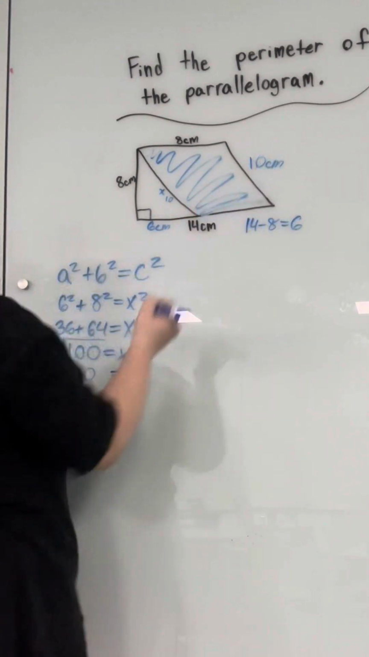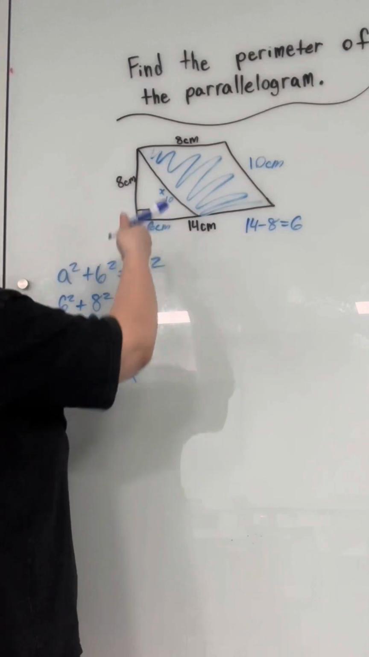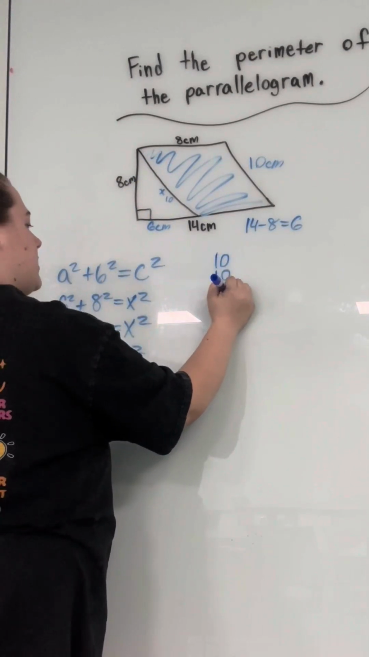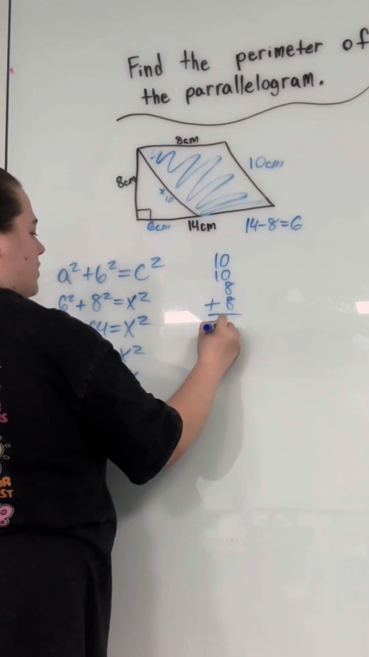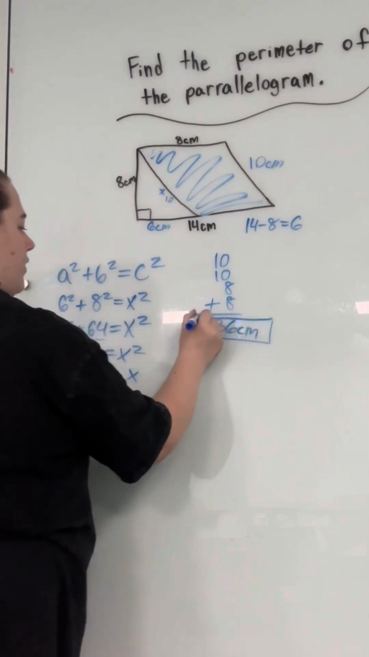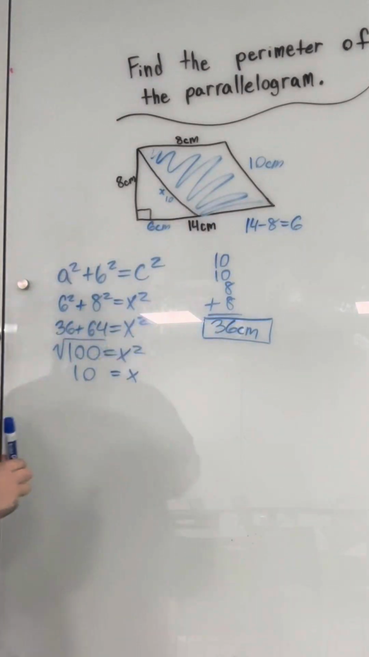So to find our perimeter now, we just need to add up all of the sides. So 10 plus 10 plus 8 plus 8 leaves us with 36 centimeters. So the perimeter of the parallelogram is 36 centimeters.